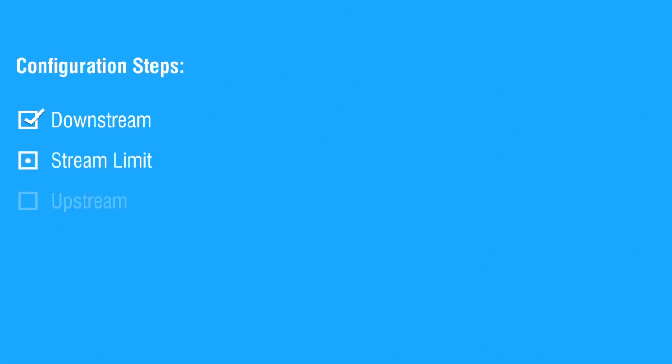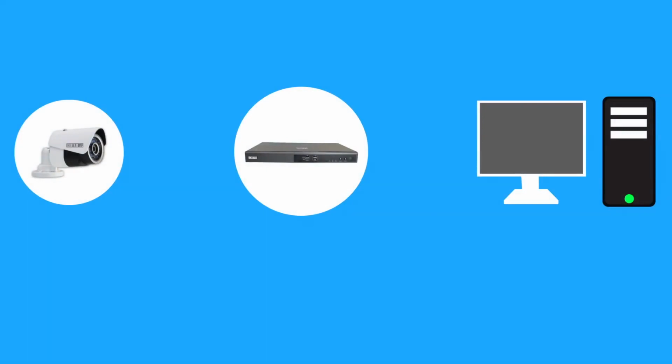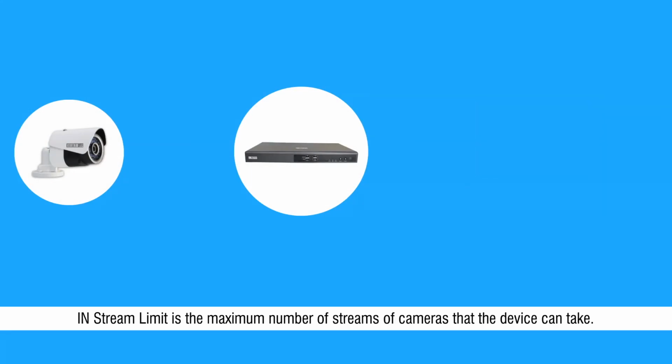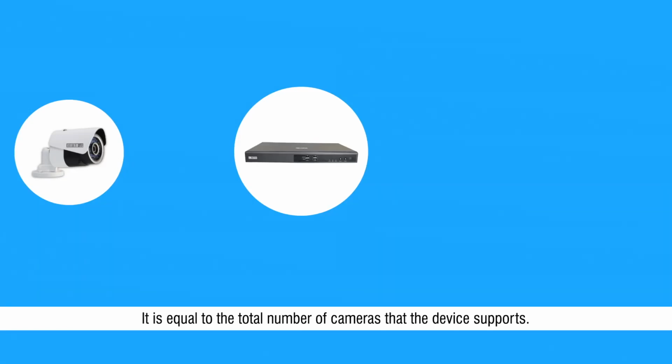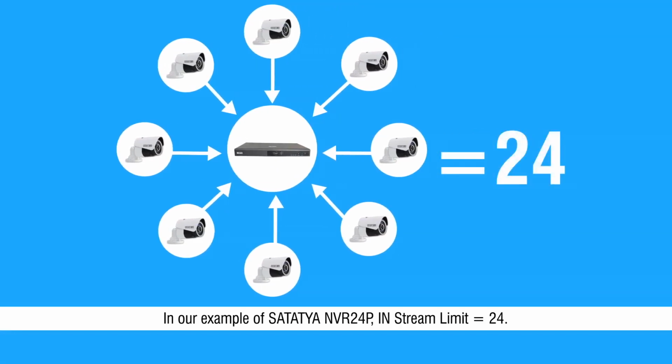Let us understand about stream limit. Stream limit is the limit of Satatya device to take in or give out the stream of cameras. In-stream limit is the maximum number of streams of cameras that the device can take. It is equal to the total number of cameras that the device supports. In our example of Satatya NVR24P, in-stream limit is 24.